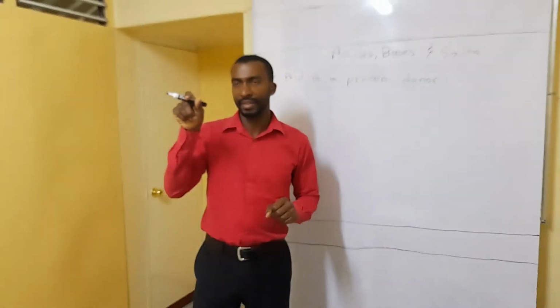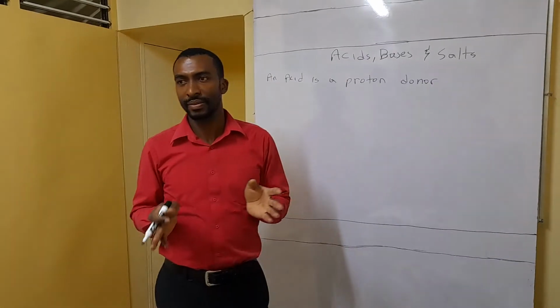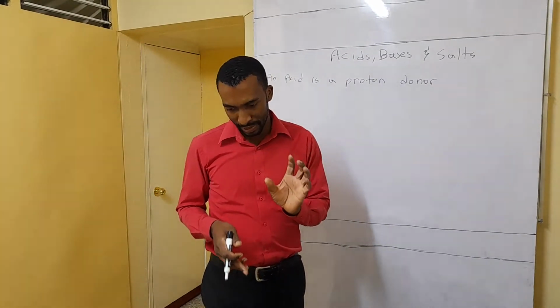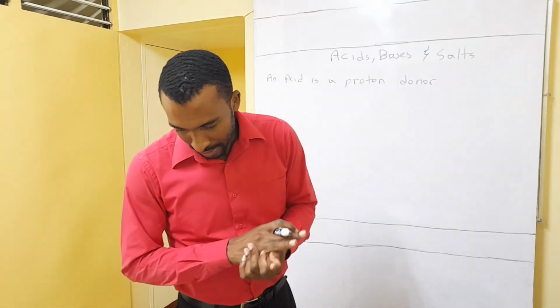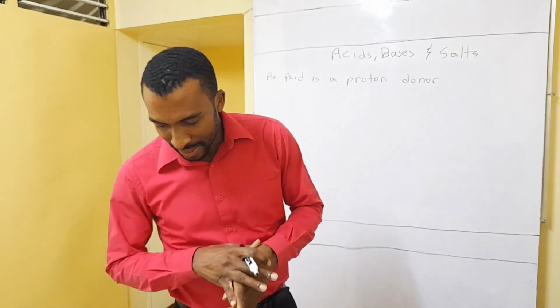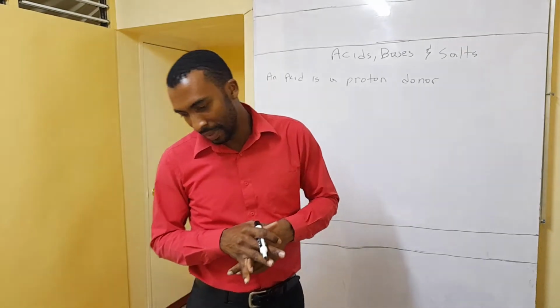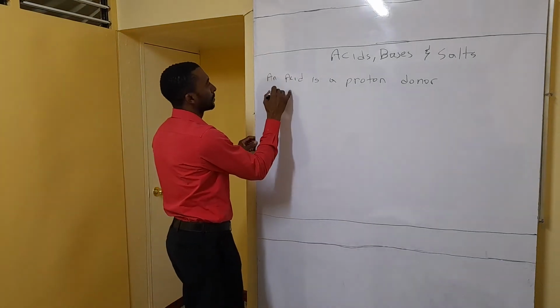Now know that hydrogen has one electron and one proton. Whenever the hydrogen loses that electron, it becomes H plus. Another definition is that an acid is a substance containing hydrogen which can be replaced directly or indirectly by a metal to form a salt.